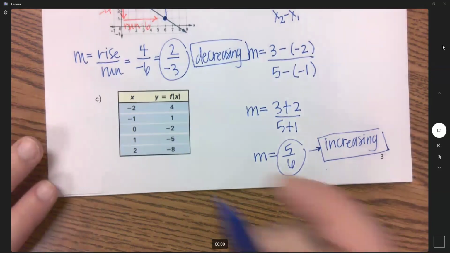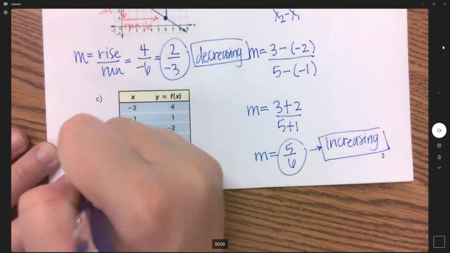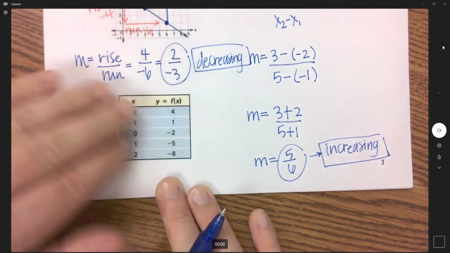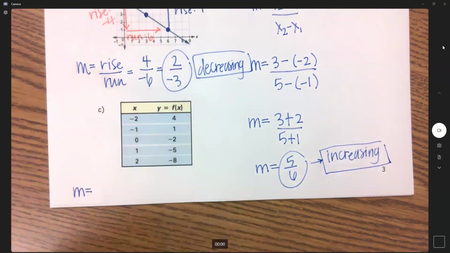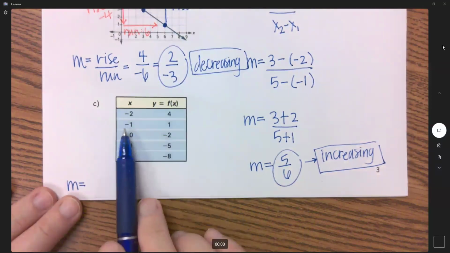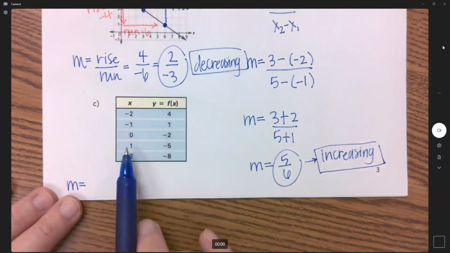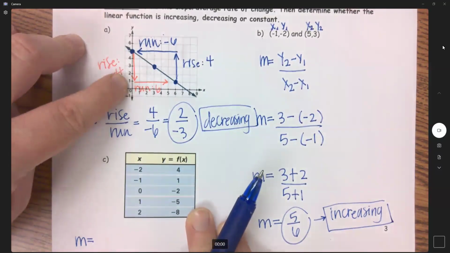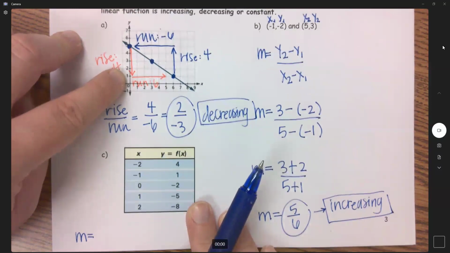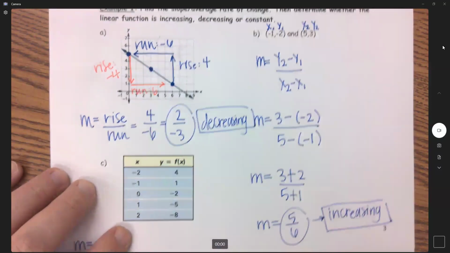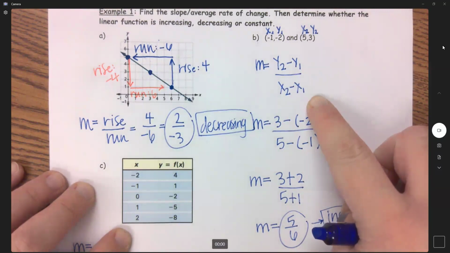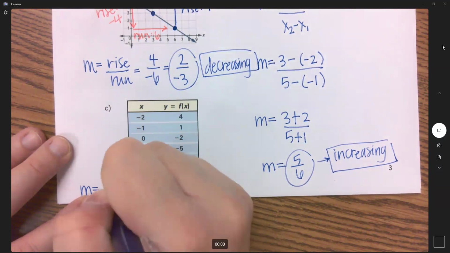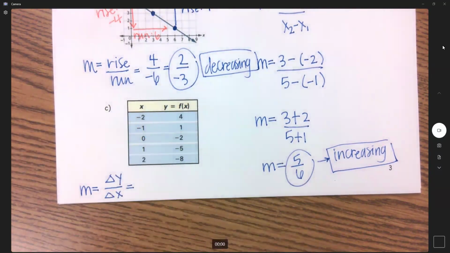Okay, our last one here on part C. With this table, you have multiple different options. You can plot any of these ordered pairs or all 5, right? We have 5. We've got -2, 4, -1, 1, 0, -2, 1, -5, 2, -8. So you can plot them on a graph and then count the rise and count the run. You can pick 2 of the ordered pairs and use this formula right here. Or I'm going to use my delta y over delta x right here.